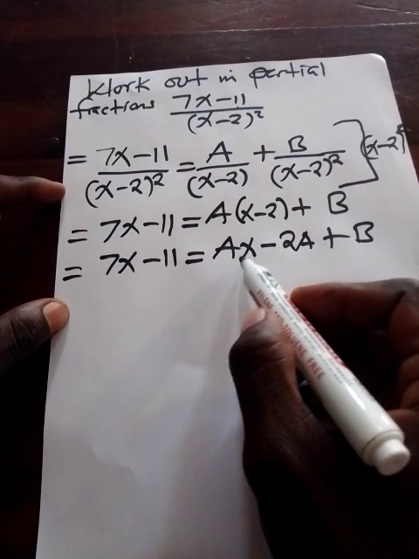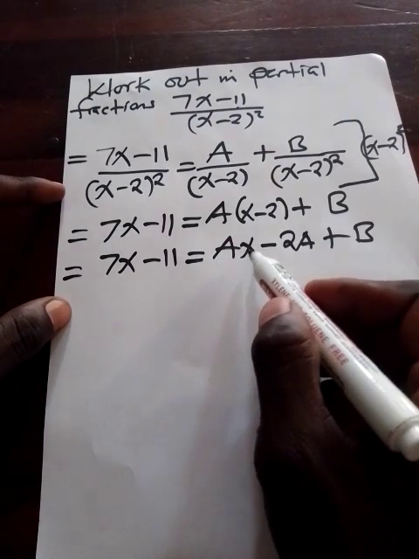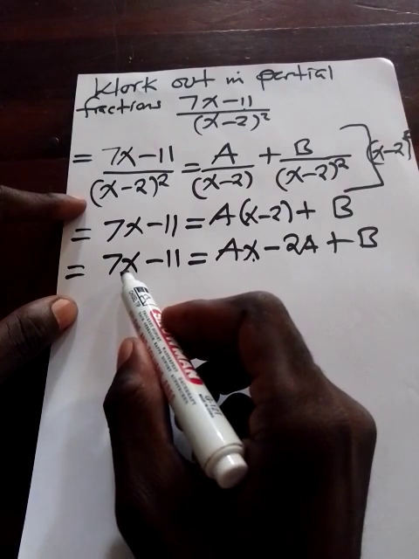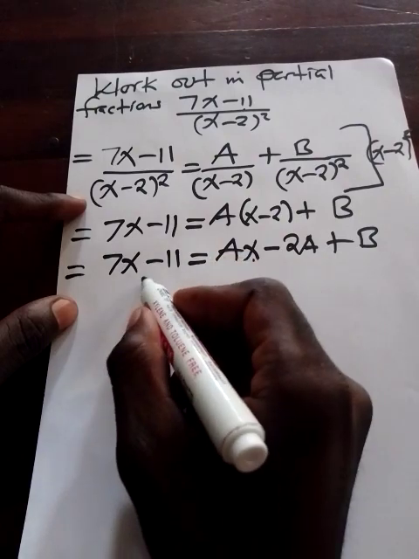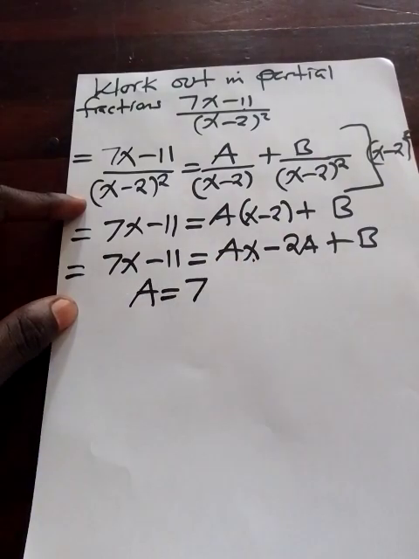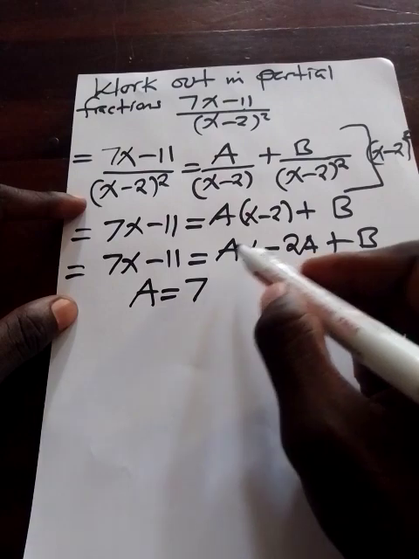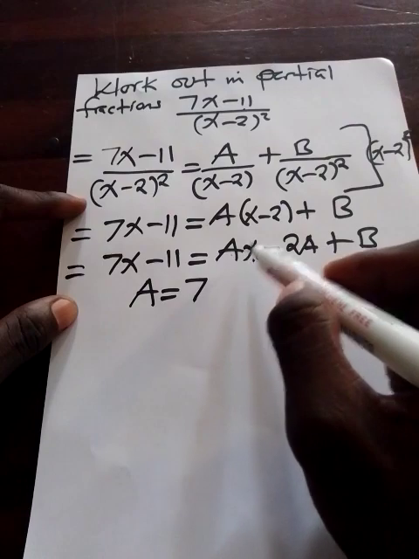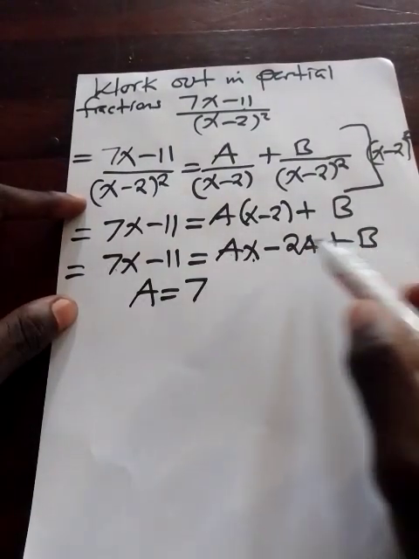If you look at this, we're looking at where we have the variable of x. This one has a variable of x. On the other side of the equation, we have 7x, which also has a variable of x. So now we can just pick out the coefficients. We'll say A is equal to 7. A is equal to 7 because the coefficient of x here is A, and the coefficient of x here is 7. So we just assign them direct.